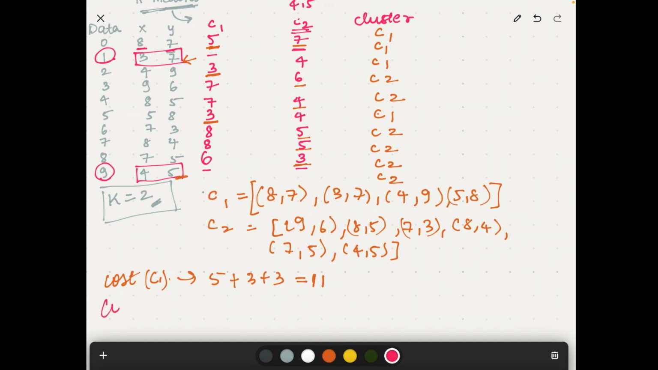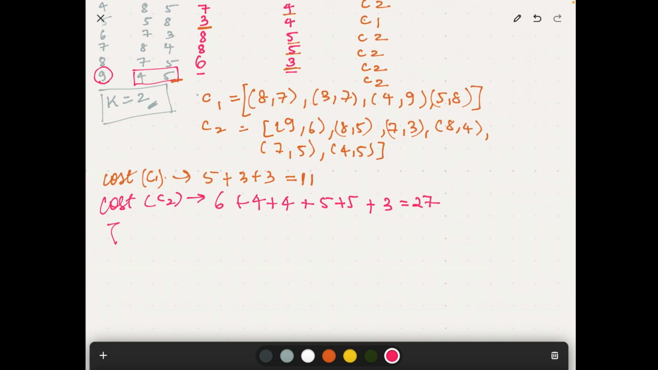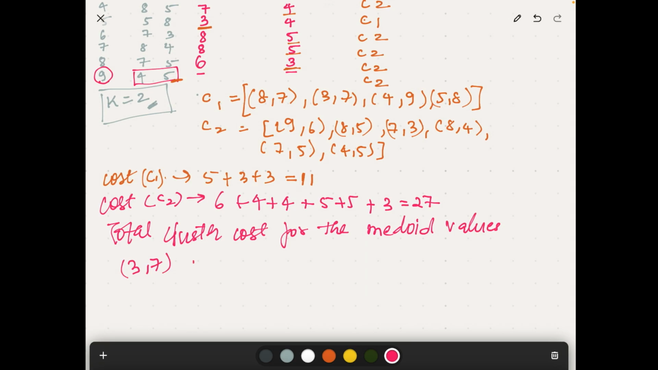We repeat the same for the total cost in cluster C2. So that is going to be 6 plus 4 plus 4 plus 5 plus 5 plus 3, which gives us 27. So now we have to find the total cluster cost for the medoid values. Excuse my handwriting right now, guys. It's 3,7 and 4,5, equal to this 11 plus 27, which ends up giving us 38. So this 38 is for this cluster value.